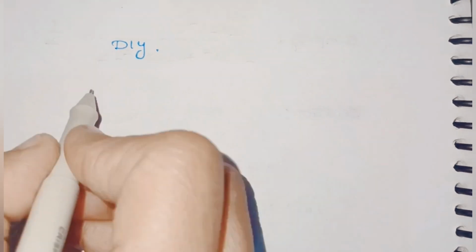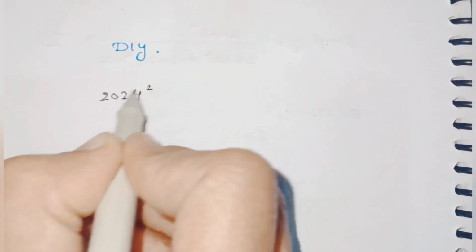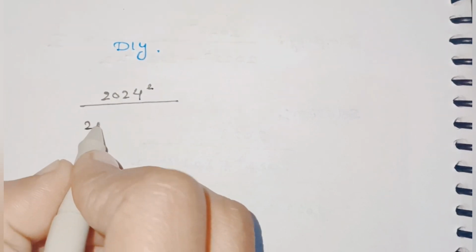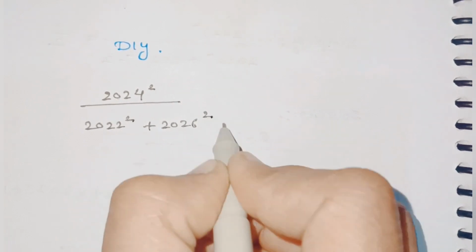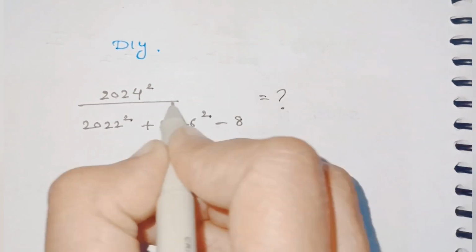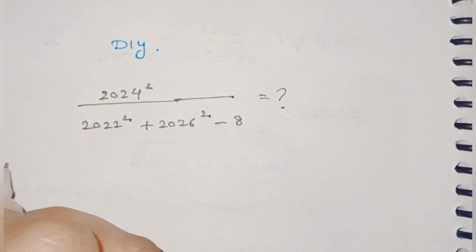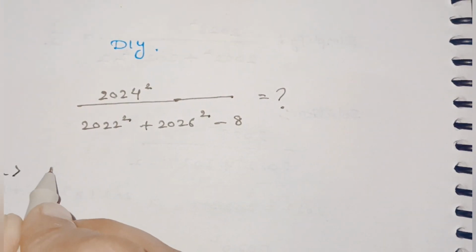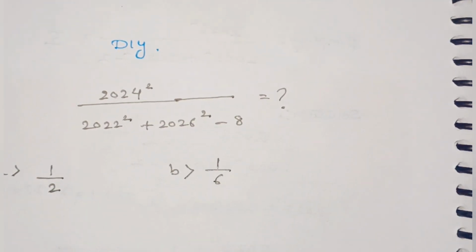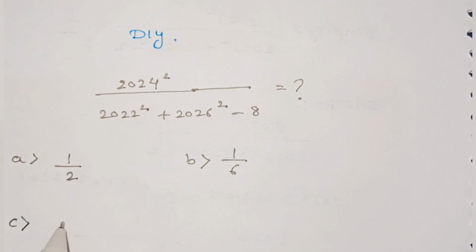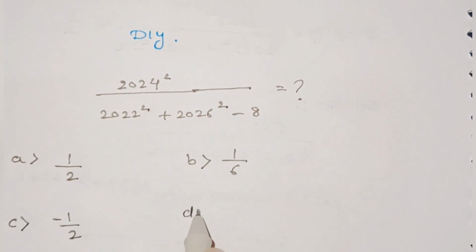Take DIY homework problem for practice. That is 2024 square upon 2022 square plus 2026 square minus 8 is equal to how much? Your options are, option A is 1 upon 2, option B is 1 upon 6, option C is minus 1 upon 2 and option D is 1 upon 4. Solve it and comment your answer below.